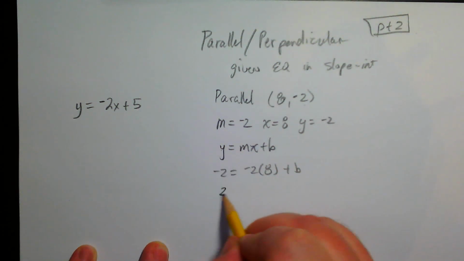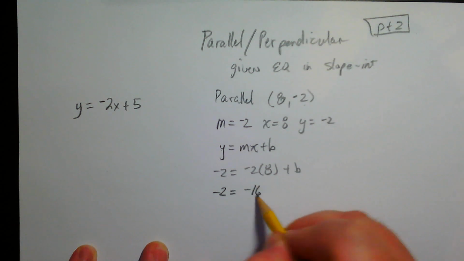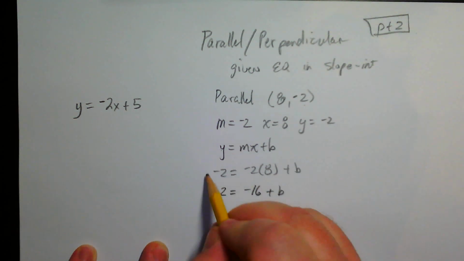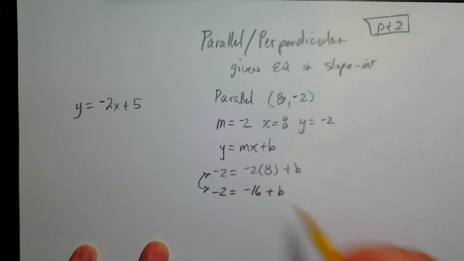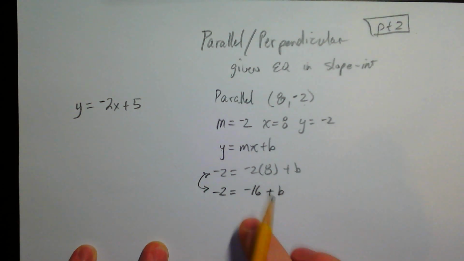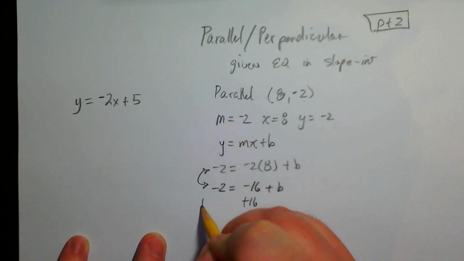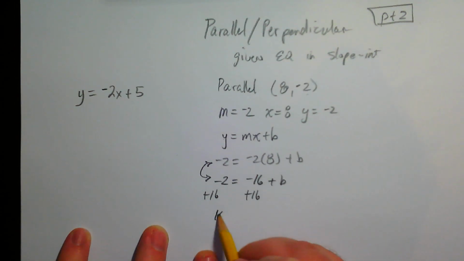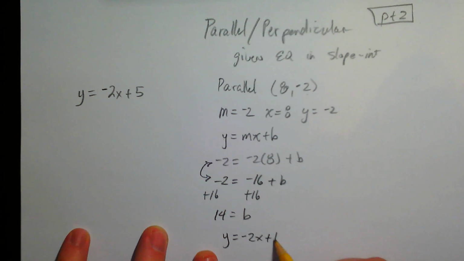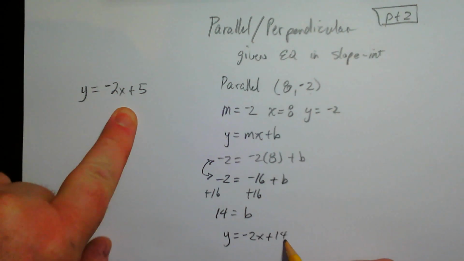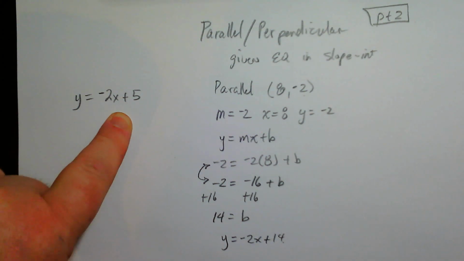Now we're going to simplify. A lot of people forget to simplify. They want to rush through this part right here. Make sure you simplify. If you're really good at algebra, you can do it in your head, but it's so easy to make a mistake because you'll mess the sign up. So 14 equals b. All right, so y equals negative 2x plus 14. So this line is parallel to that line, and this line will pass through 8, negative 2.